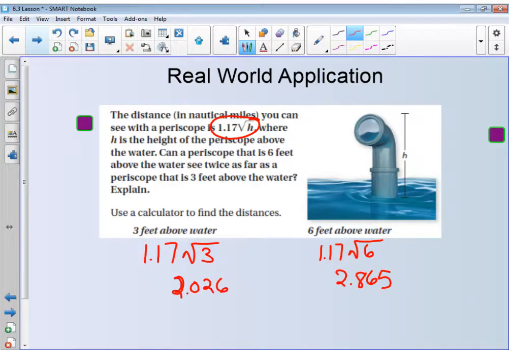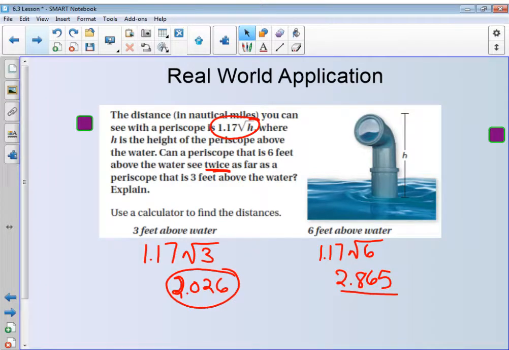The question was asking, can the periscope that is 6 feet above water see twice as far? Is 2.865 double the first distance? No. So that would be a no. Why? Because it only sees about 0.8 nautical miles further. So no, it did not double it.